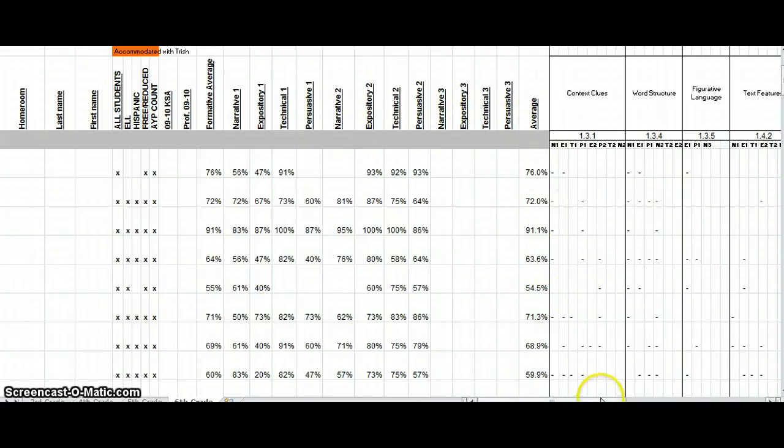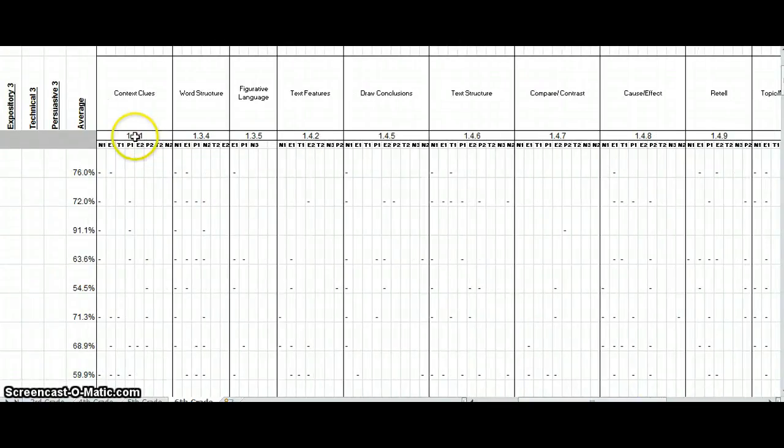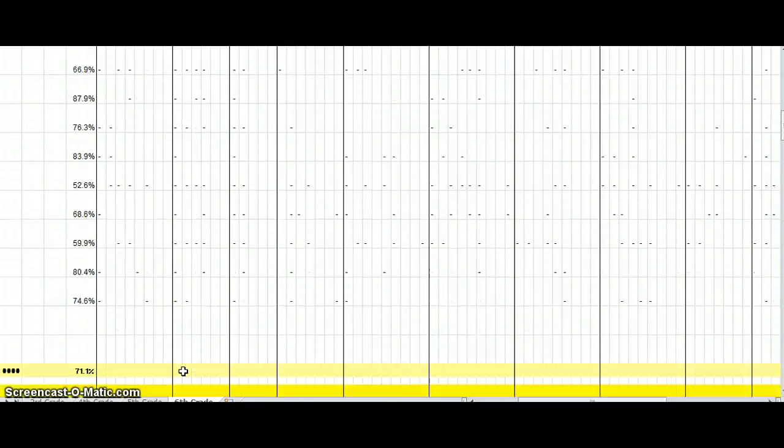Over here at the side, the broken down benchmarks for each tested indicator are here, and then the tests, whether it be narrative 1, expository 1, are given. Now if there's a blank line, a dash here, it means they did not pass that indicator, and that gives a teacher an idea of which students they need to work on. You can see some patterns here of this first indicator. I have one here that has a lot of dashes if you look all the way down.